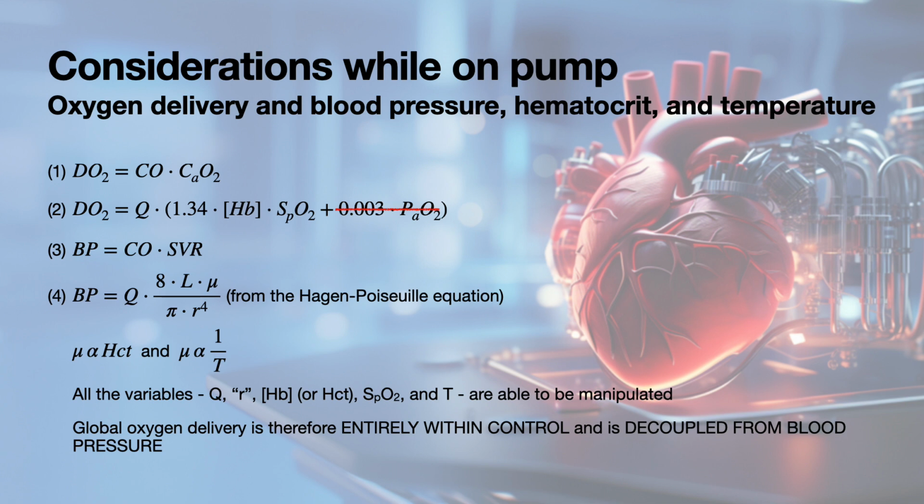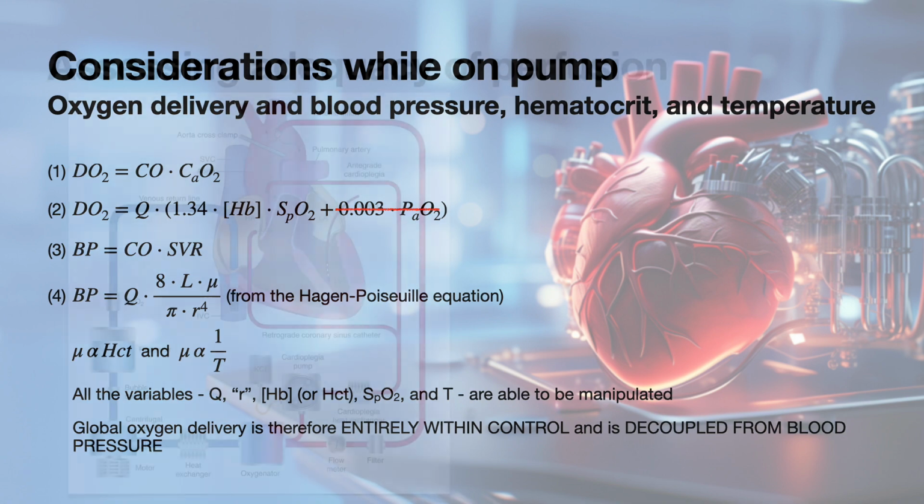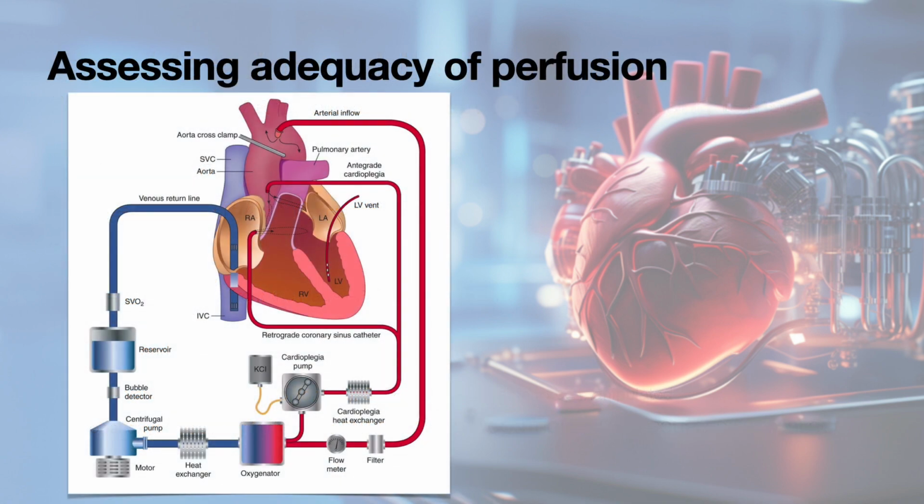This is not the case in the spontaneously circulating patient, where blood pressure is used as a surrogate marker for cardiac output and thus oxygen delivery. Again, while on cardiopulmonary bypass, oxygen delivery is decoupled from blood pressure under the conditions of hemodilute continuous flow. Adequate delivery of oxygen should be reasonably easy to ensure, as it is primarily a function of the pump flow and the oxygen carrying capacity of the blood being circulated.